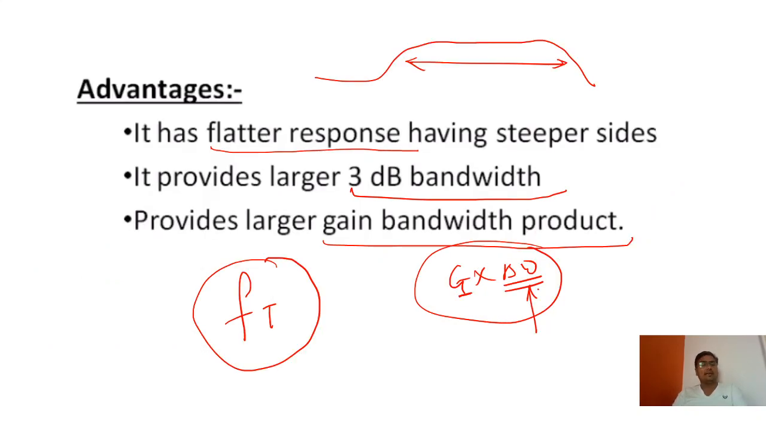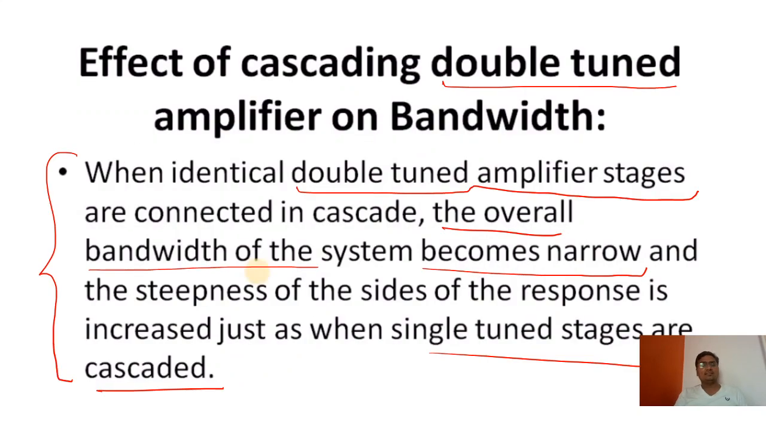Now what is the advantage of the double tuned amplifier? Flat frequency response, which means I'm getting larger bandwidth. That is the only advantage I'm getting from the double tuned amplifier. We designed that amplifier just to get a flat response, just to get higher bandwidth. If bandwidth is large, obviously the gain bandwidth product is large. And even if you cascade those double tuned amplifiers, you get the same effect that we had in the single tuned amplifier.